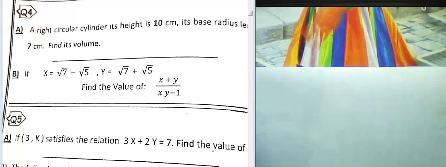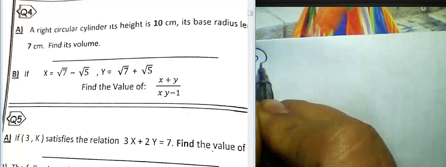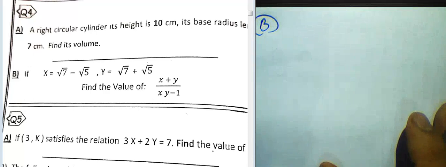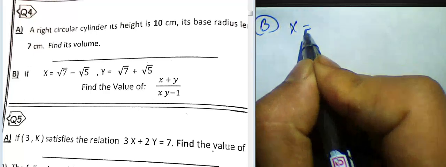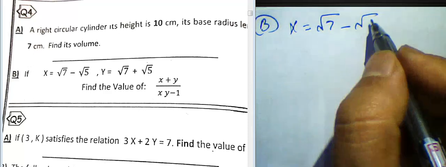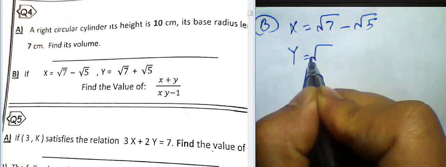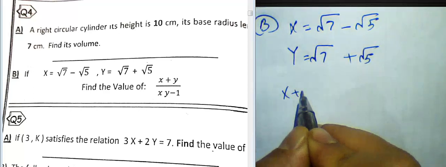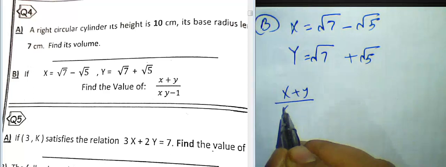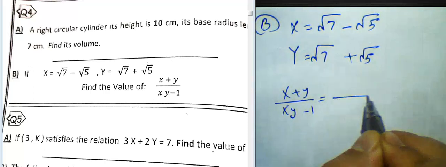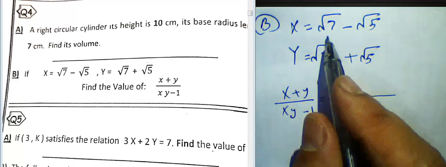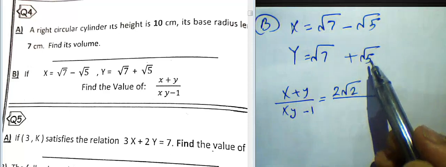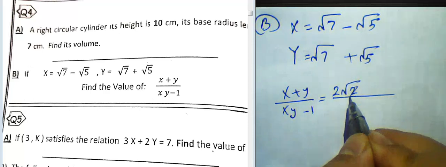Question letter B. If x equals root 7 minus root 5 and y equals root 7 plus root 5, find the value of x plus y over x multiplied by y minus 1. We can add them. Root 7 plus root 7 equals 2 root 7. And the negative root 5 plus root 5 equals 0. We can't write it here, okay?